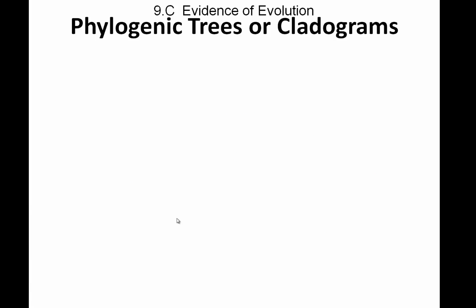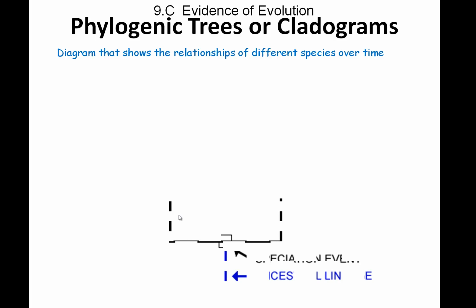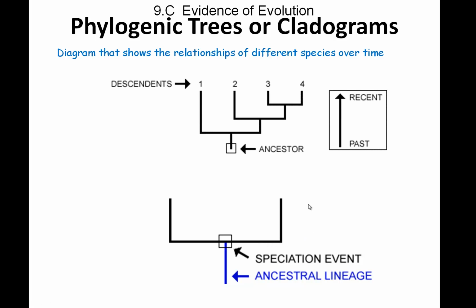Phylogenetic trees and cladograms are any kind of diagram that shows relationships of different species as they change over time. They're all set up pretty much the same. A phylogenetic tree looks more like a tree, like this. What we have is an ancestor, and then a speciation event where this ancestor, for whatever reason, changed into 2 things. One may be very similar to where it was, the other one may be very different. So it also shows descendants. We have these 4 descendants all from the same ancestor.